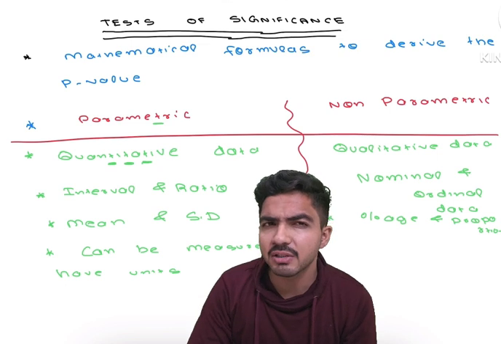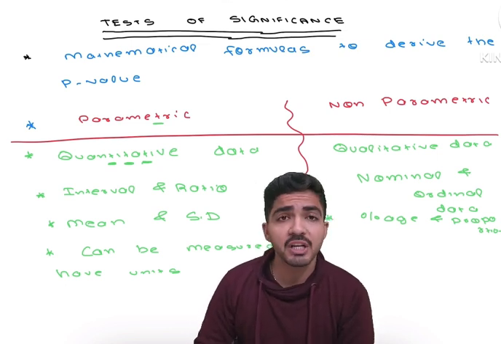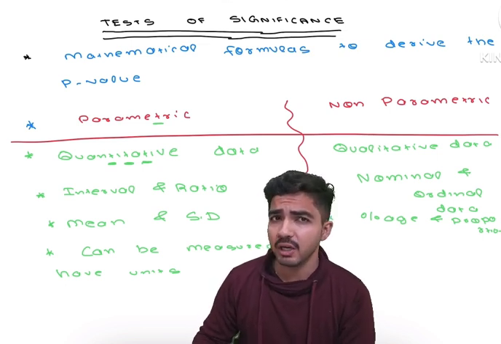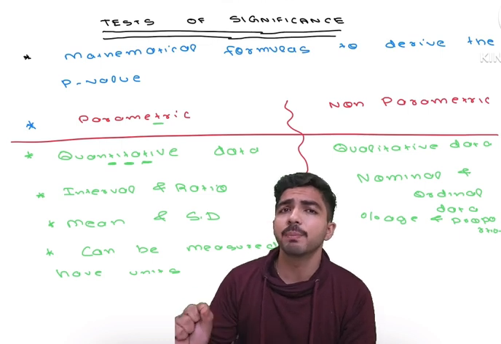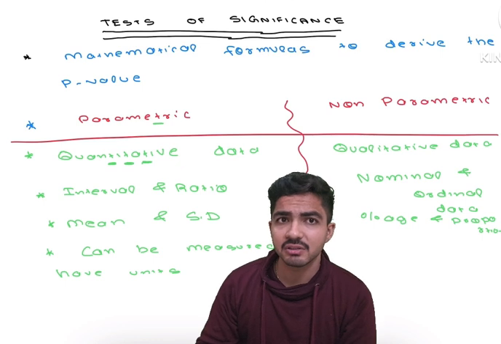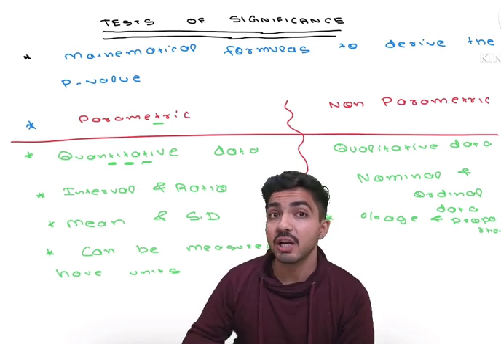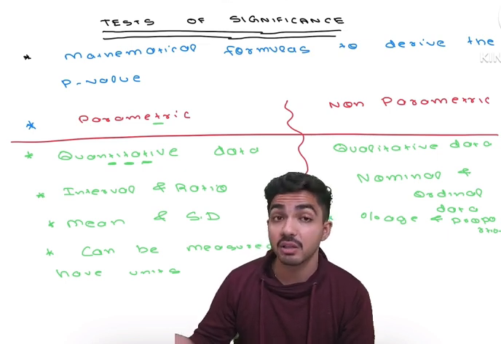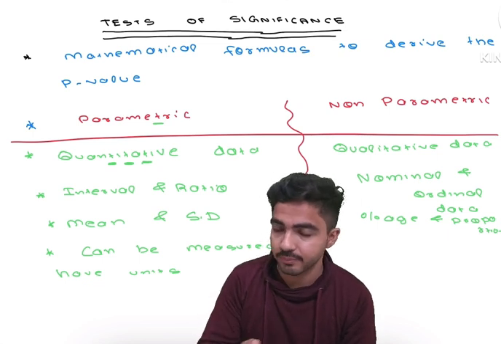So anemia is a qualitative data, because in case of anemia I can calculate percentage or proportion only. I can say that this much percentage of people are having anemia. I can't calculate mean in this case. I can't calculate standard deviation in this case. So anemia is an example of qualitative data. That means non-parametric test will be performed for it.